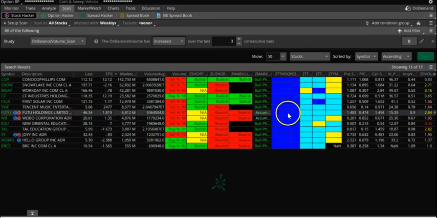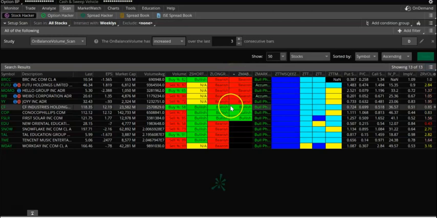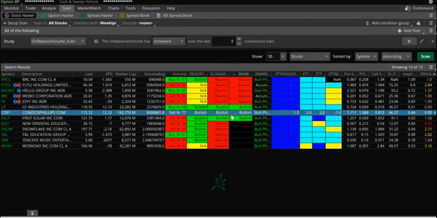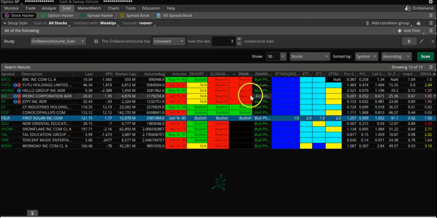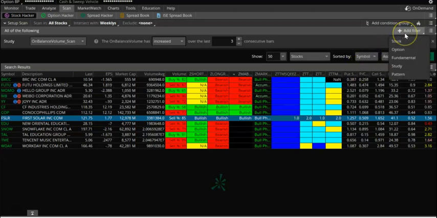You can see that this is very bullish. CF, COP, First Solar, all these companies are very bullish. Okay. Now if you want to also add one more indicator, okay, study.